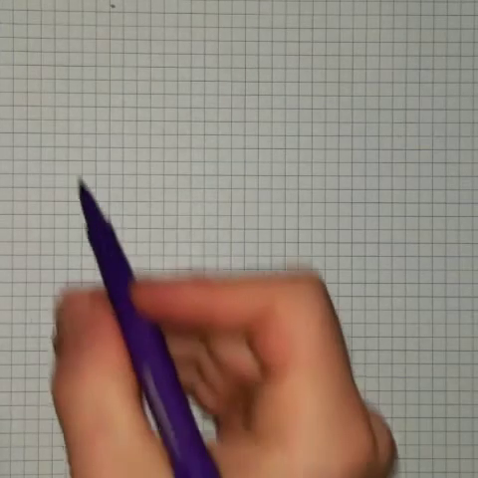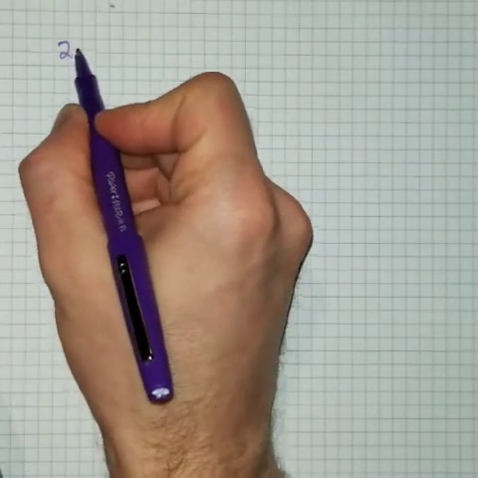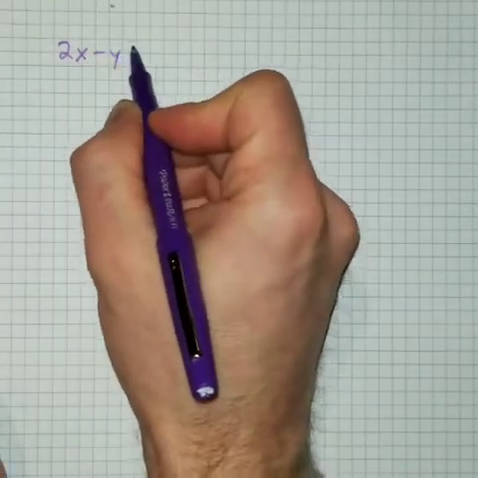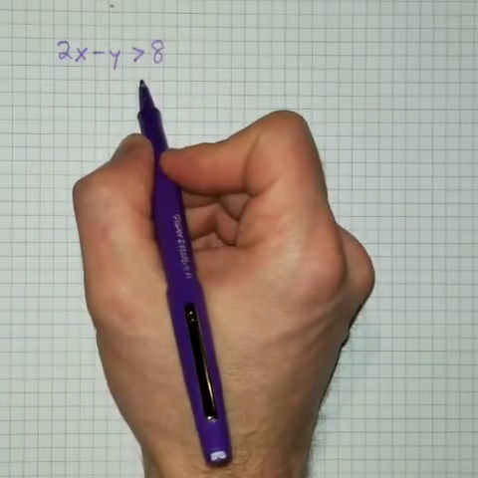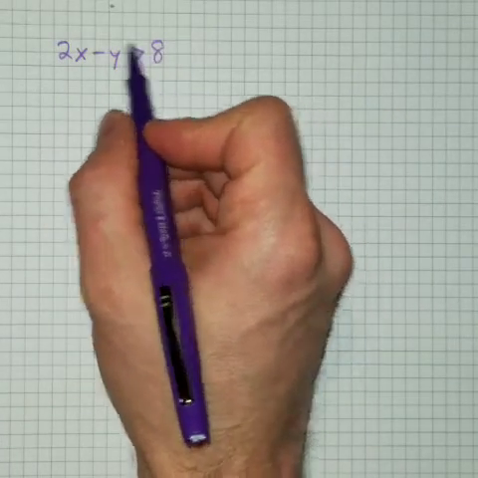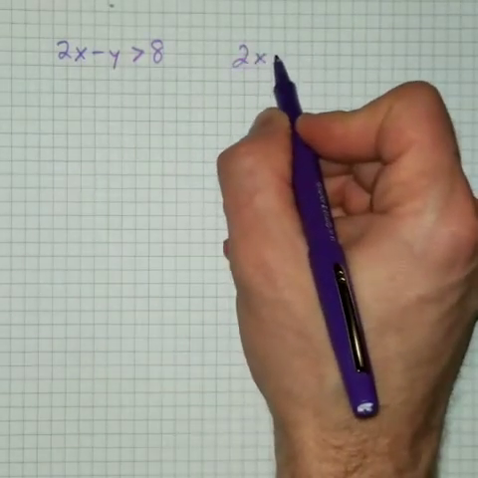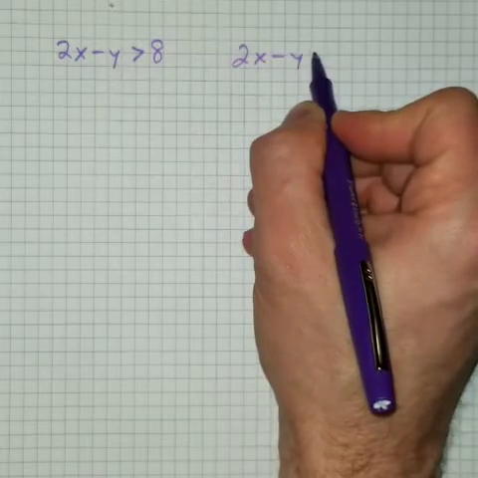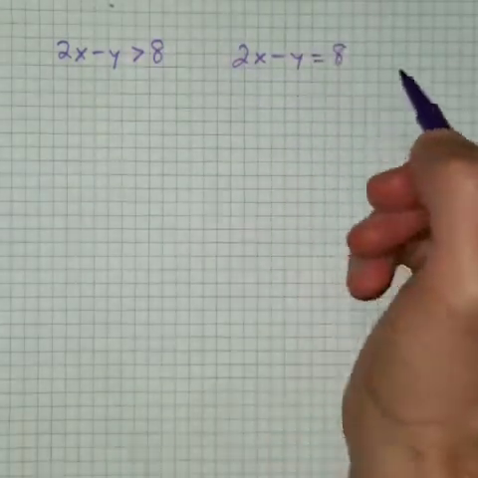We're going to try another inequality. It's going to be the inequality 2x minus y is greater than 8. Now remember, before we graph the inequality, we've got to graph the equation, 2x minus y equals 8.